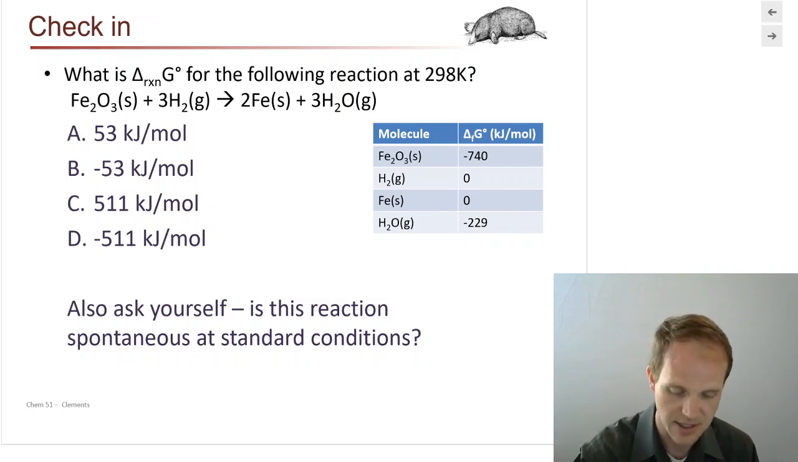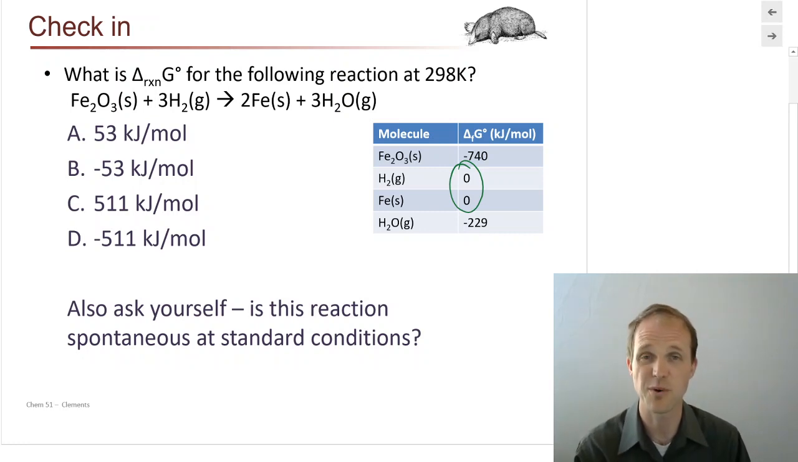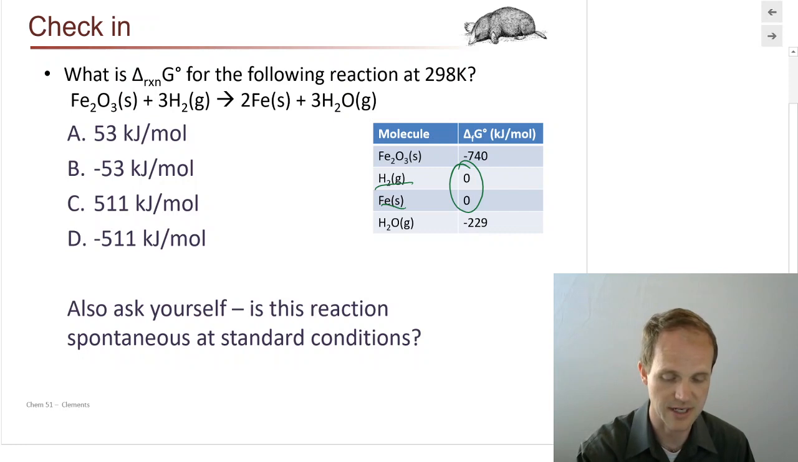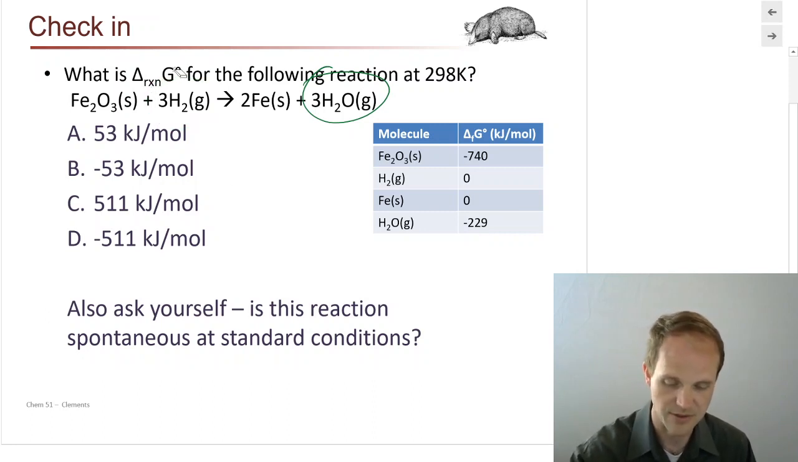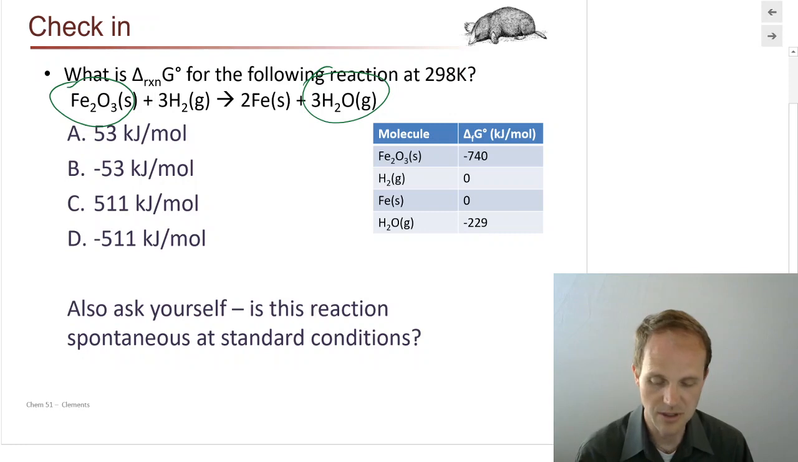Products minus reactants. Right? Why are these 0? Because we're talking about formation, right? Always from elements in their standard state. So these are elements in their standard state, so they're always going to be 0. And so this one's actually pretty easy. We're just going to take 3 times water and subtract 3, not 3 times hydrogen. We're going to subtract our iron oxide.